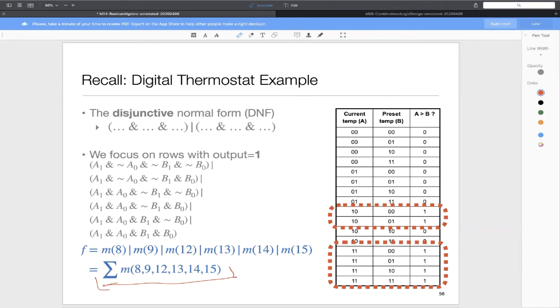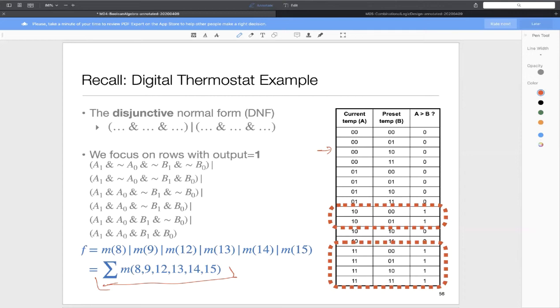Professor? Yeah. Could you explain why you're focusing only on the rows with output 1? Because if I took a minterm where the output was 0 and put it in this OR statement, for example, if by mistake you put the minterm corresponding to 0010 as part of this, then if the input was 0, 0, 1, 0, that minterm would have a 1. And since you are ORing it, the function will give output 1, but that's not what you want.